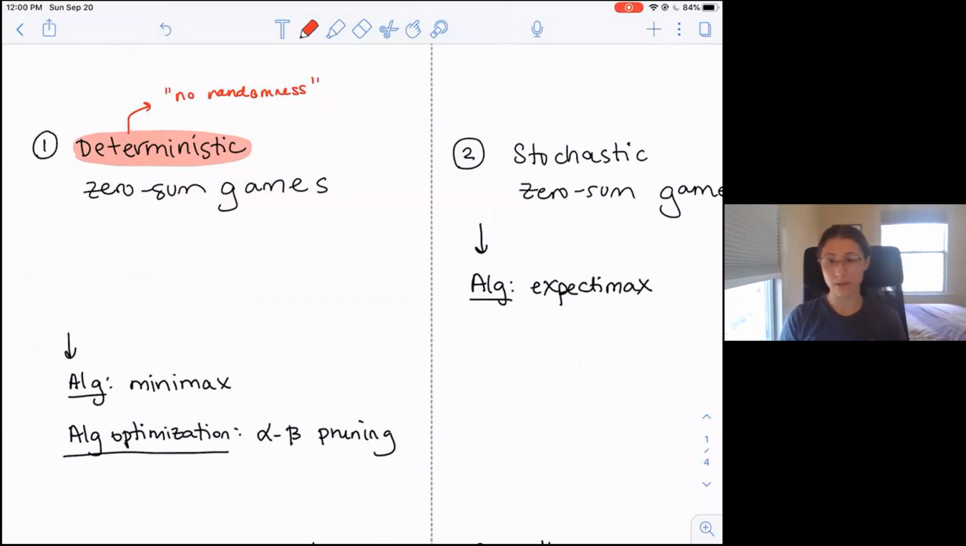So one way you can think about a deterministic zero-sum game is when you are playing against your opponent, maybe your opponent plays perfectly every single time. There's no randomness in how they choose their actions or how they play. And this would be modeled by a deterministic flavor of a game.